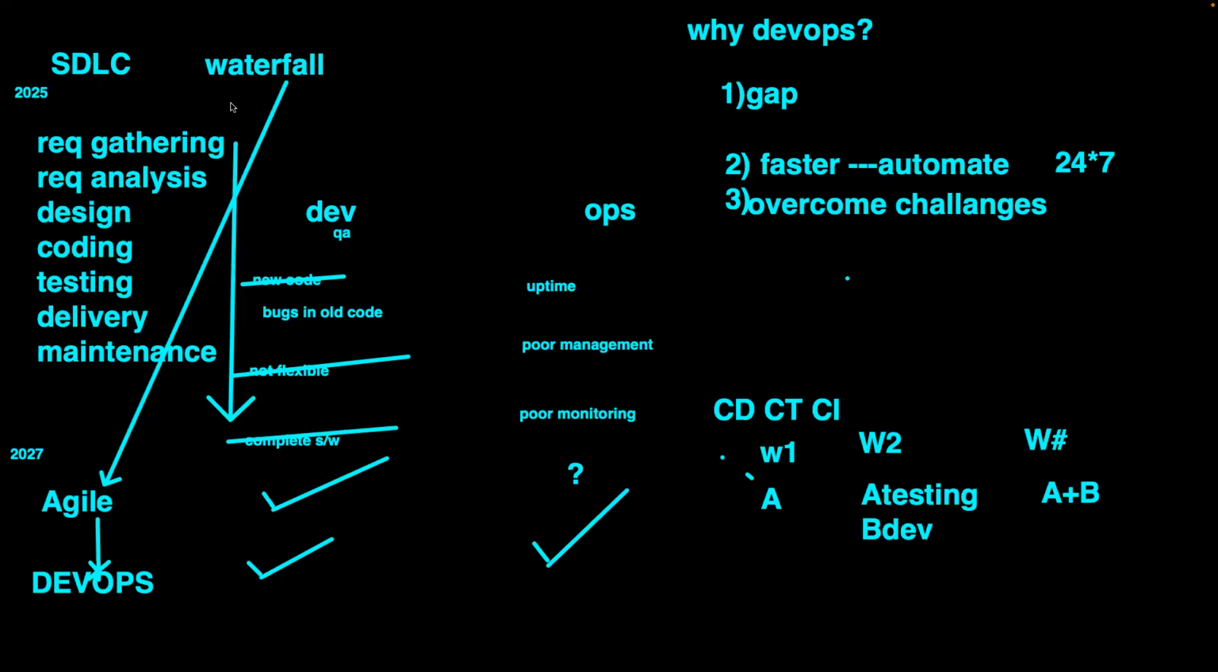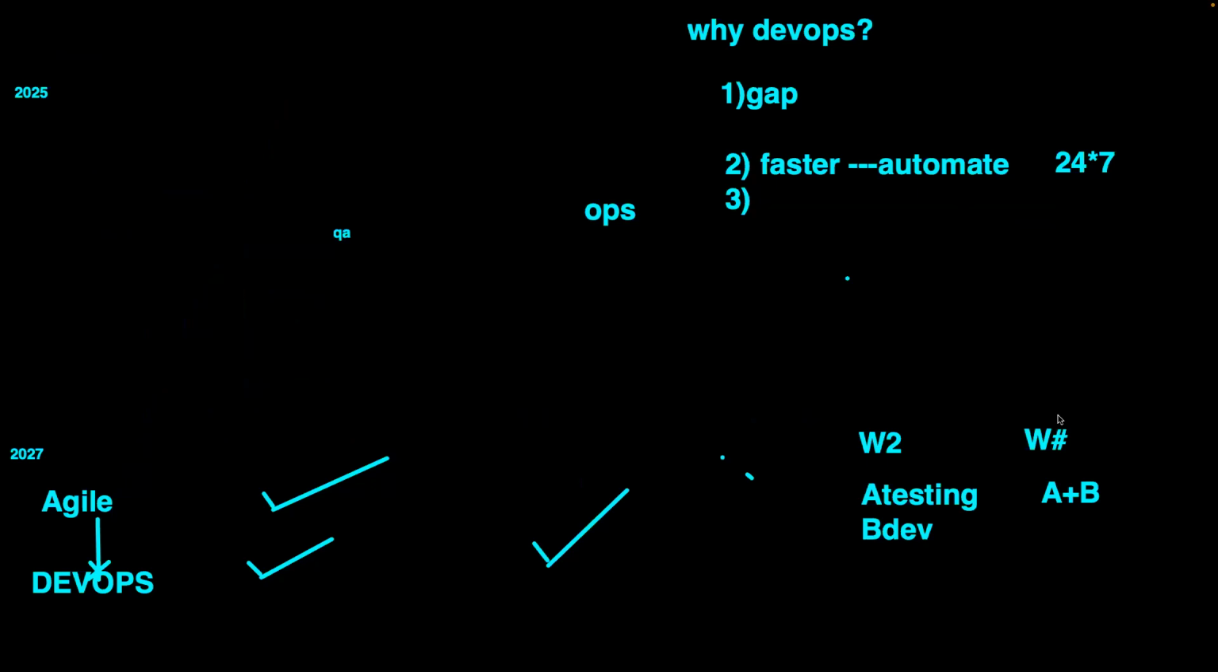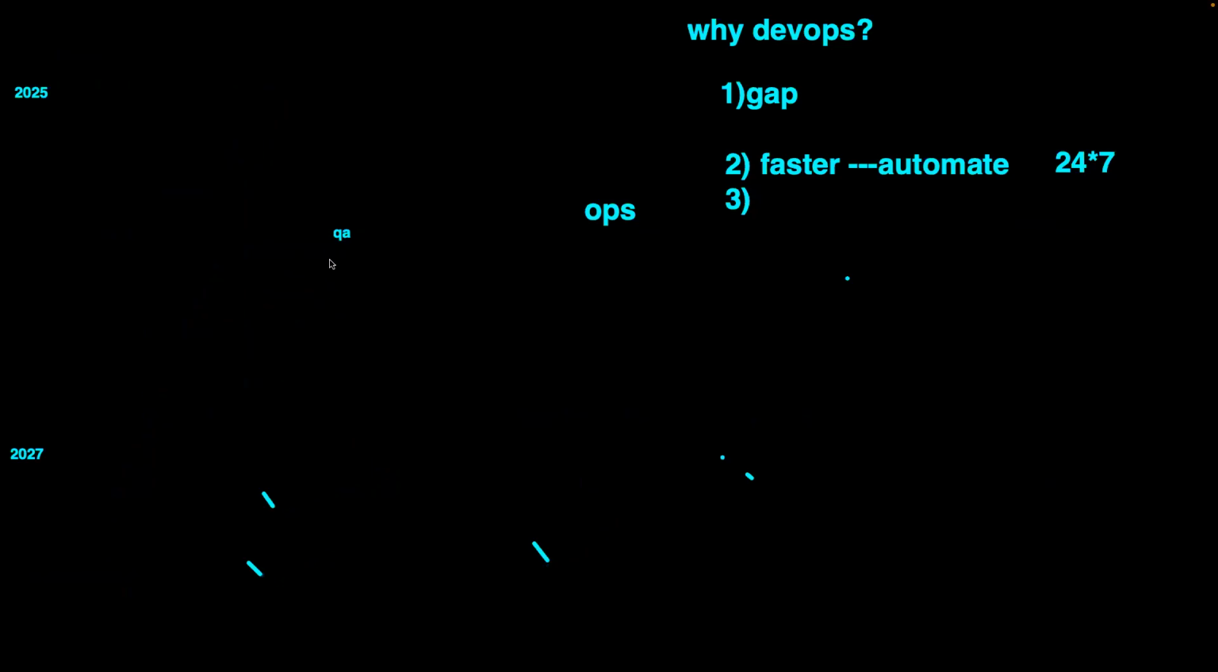Okay, sure. Thank you. So we understood why DevOps came in, right? But exactly what is DevOps? Let's learn about what is DevOps. Till now, we were talking about why DevOps came in, to eliminate the gap, to make the deployments faster, to eliminate the challenges posed by the traditional methodologies.